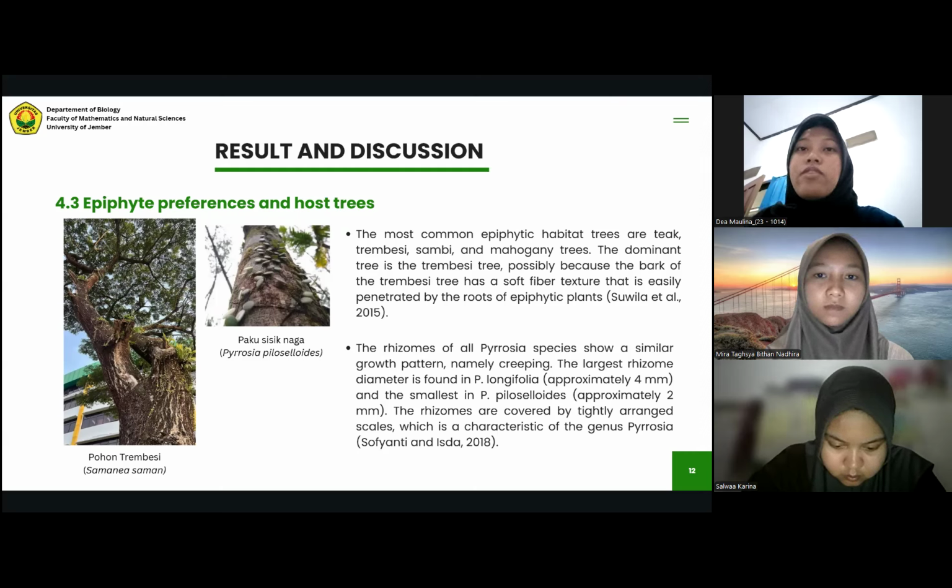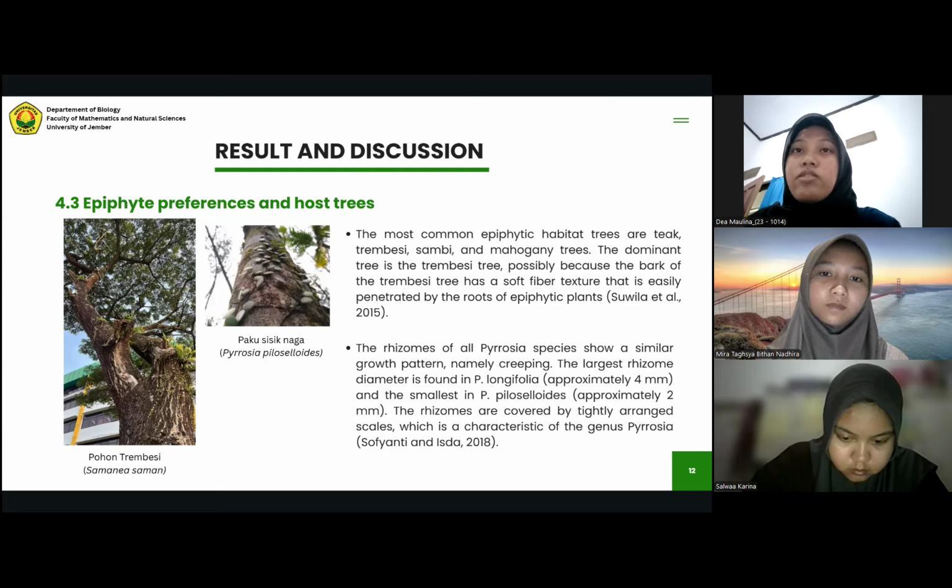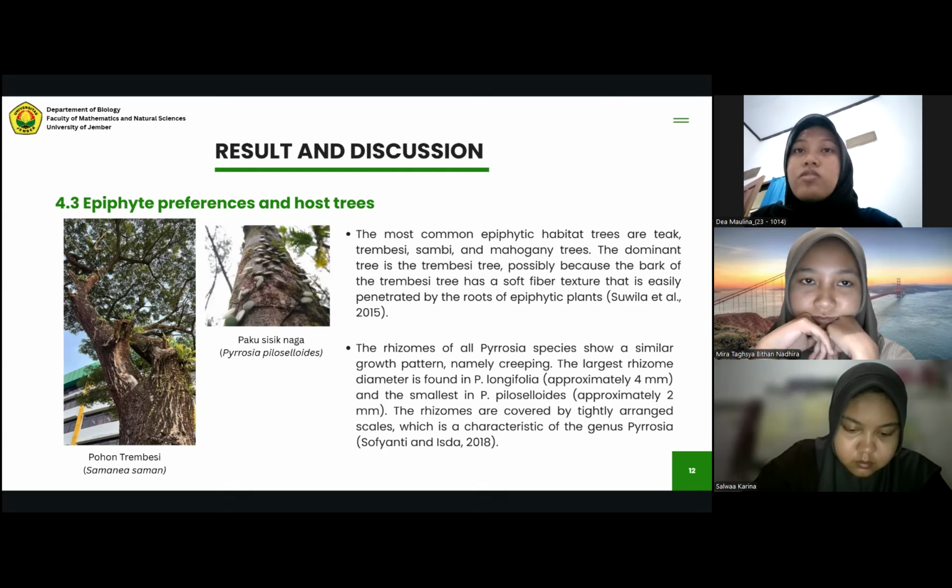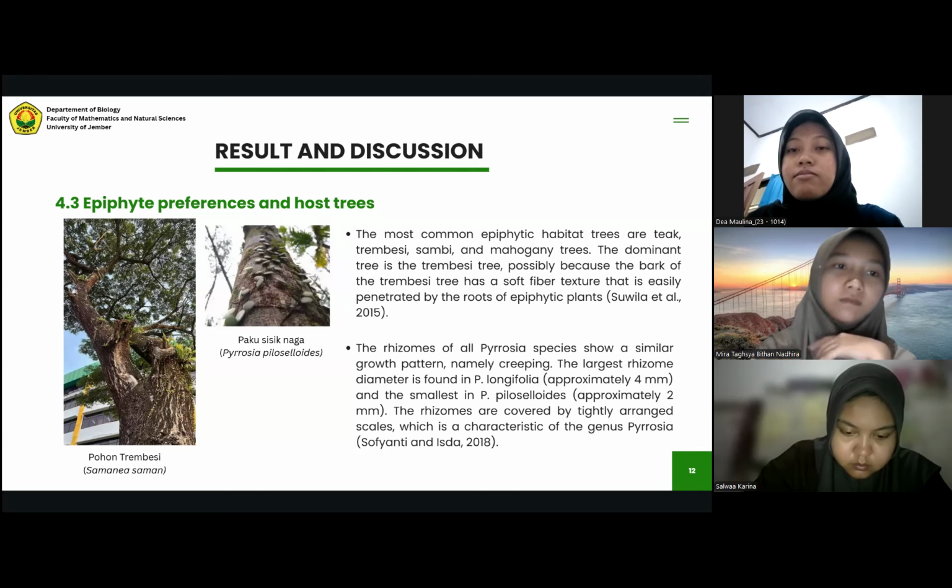The advantage of the small rhizome of this epiphyte is that it can be attached to narrow gaps on the tree surface that are inaccessible to large epiphytes. The small rhizome produces short, strong roots that can cling tightly to the surface of the tree bark, including Trembesi, which has a cracked surface texture.